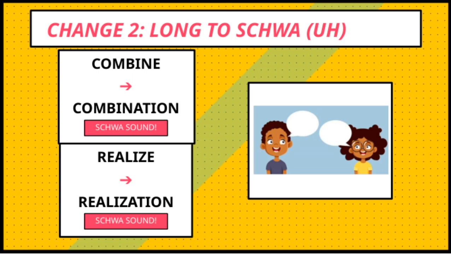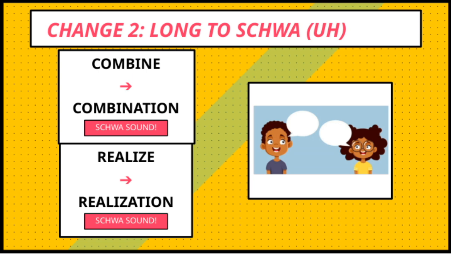Now, a key point here is the combination of sounds. When words are spoken quickly, some vowels, especially the schwa, become very relaxed and less distinct. This is what we call the combine aspect, blending sounds smoothly in natural speech. Another important change to notice is how we often shift from a long vowel sound to the schwa sound, which is like an unstressed, quick sound. This change makes speech more fluid and less choppy.